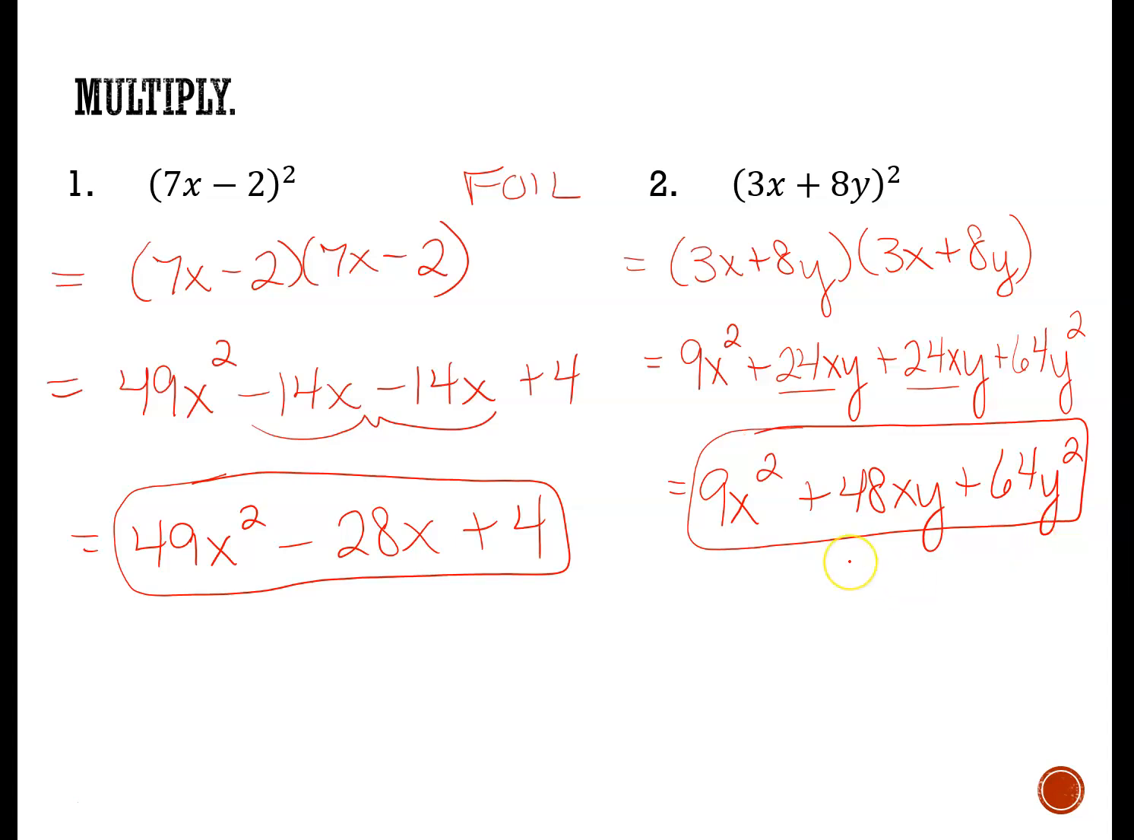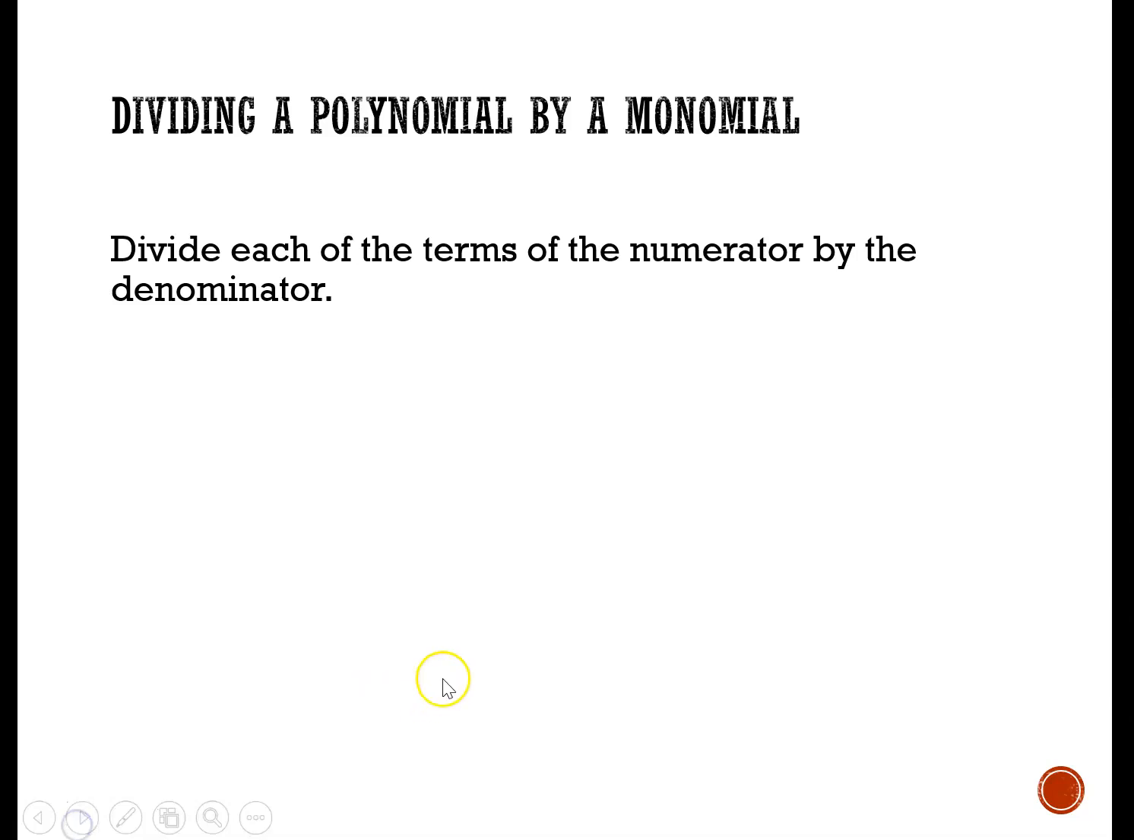Remember, when there's more than one variable, standard form is alphabetical, x term first, y term last, term with both variables in the middle. So that is how you square a binomial. Okay, last topic for this section. Dividing a polynomial by a monomial.